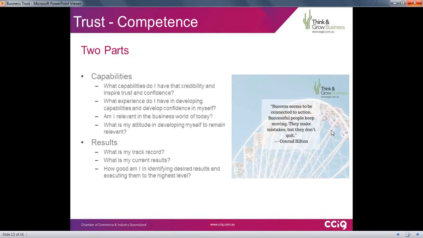The last component is called competence. We look at capabilities and we look at results. So what capabilities do I have that build credibility and inspire trust and confidence? What experience do I have in developing those capabilities and developing confidence in myself? Am I relevant to the business world of today? That's a tough question that's being asked right around the world.